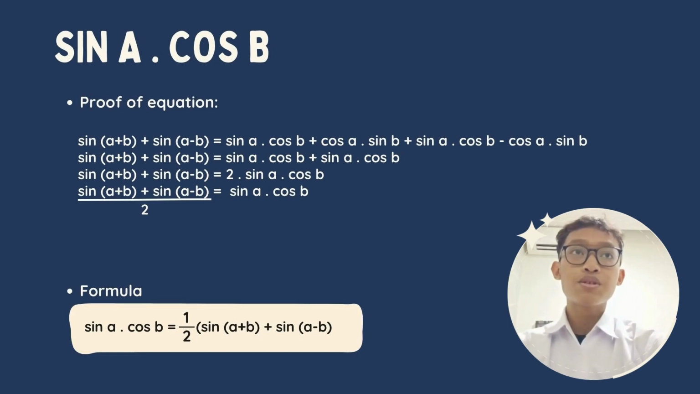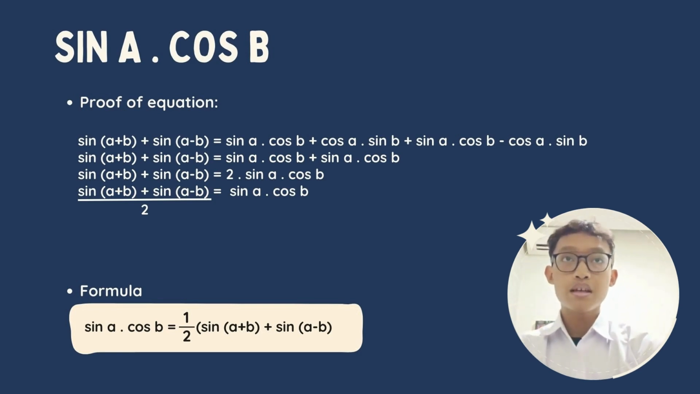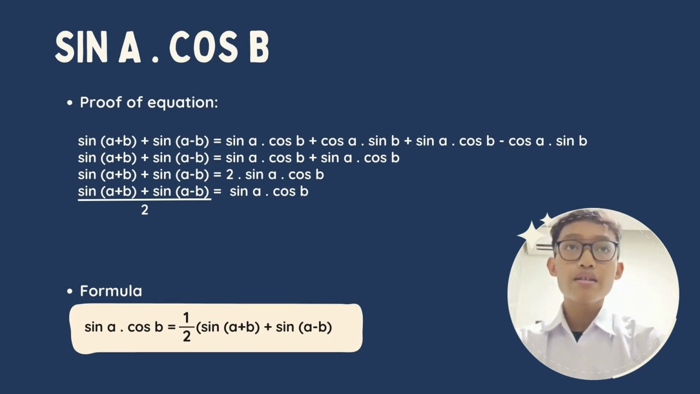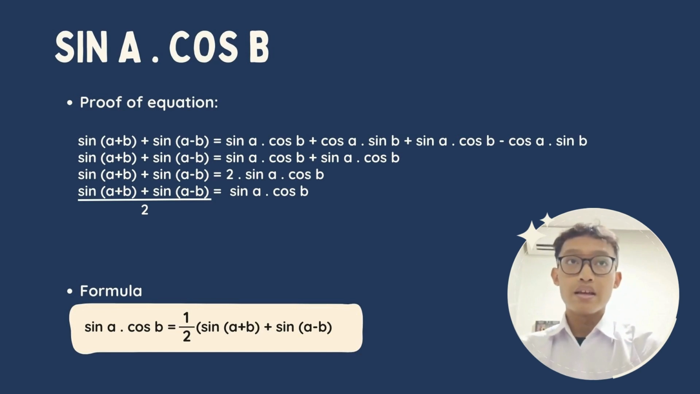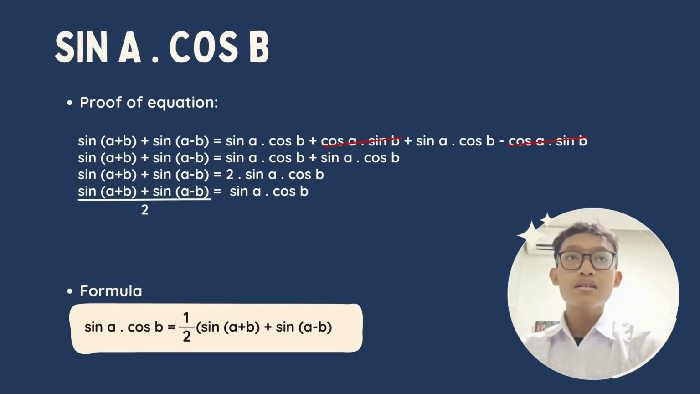After we combine these two formulas, we get sin A times cos B plus sin A cos B. How can we get that? It's because cos A times sin B cancels out with minus cos A times sin B. After that, we combine sin A times cos B plus sin A cos B into 2 times sin A times cos B.